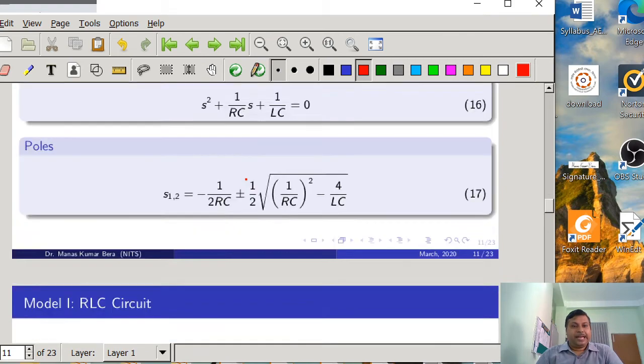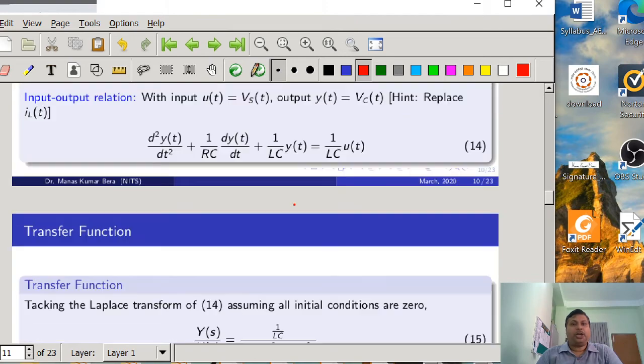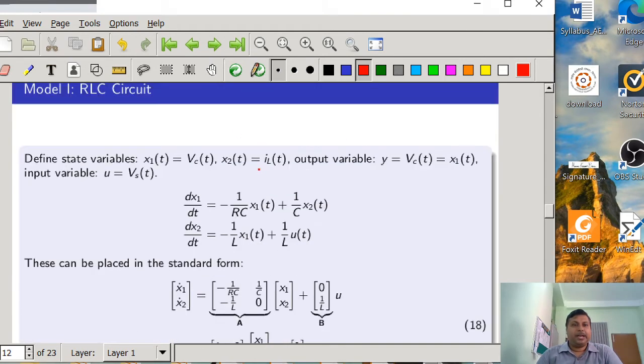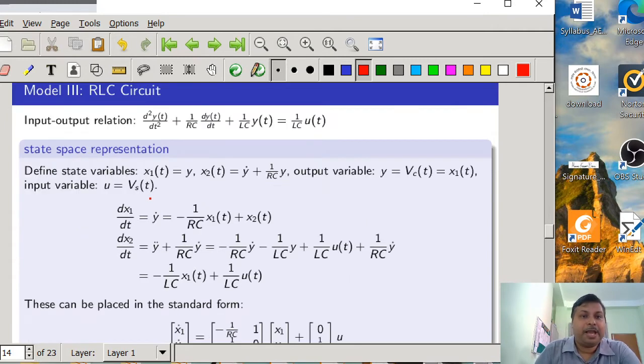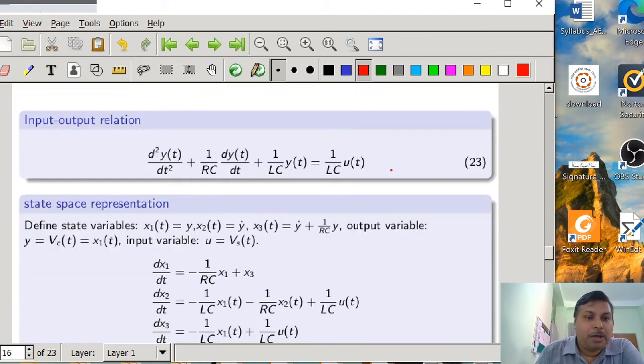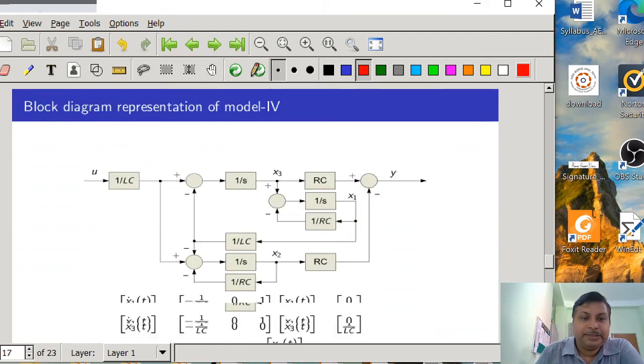Now we have created different models from this transfer function, or equivalently from this differential equation. We created model 1 by assuming one set of state variables. Then we created model 2 by assuming another set of state variables. We created model 3 by choosing another set of state variables, and ultimately model 4 assuming the 3 state variables x1, x2 and x3. Especially in model 4 you find that though the degree of the numerator polynomial of the transfer function is 2, we got a model where the dimension of the A matrix is 3 by 3.